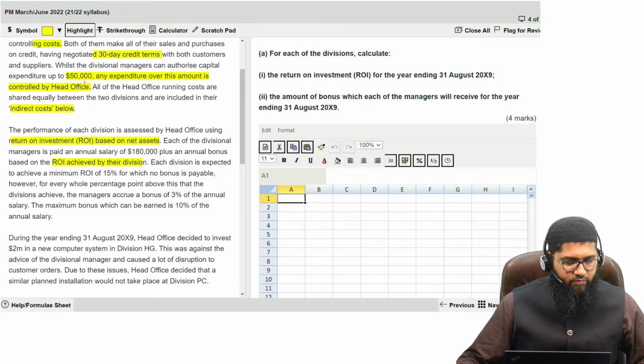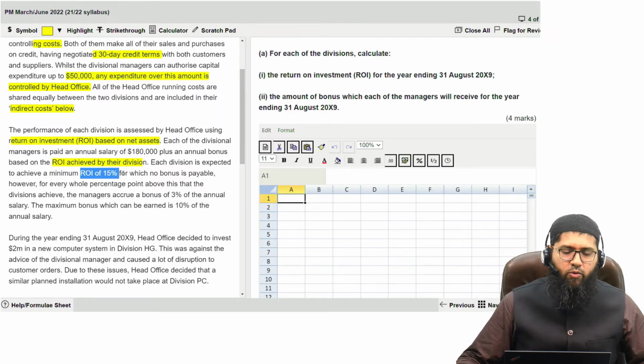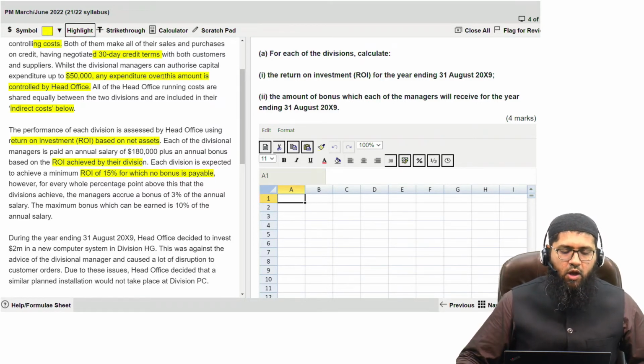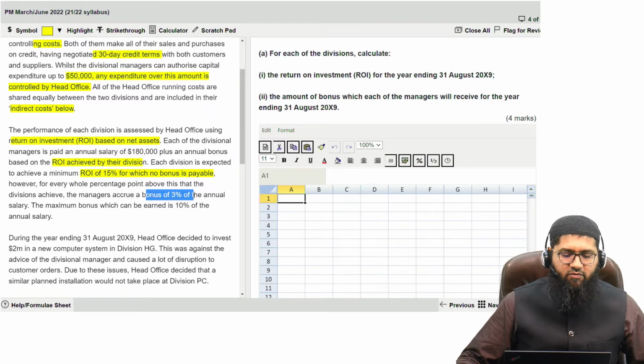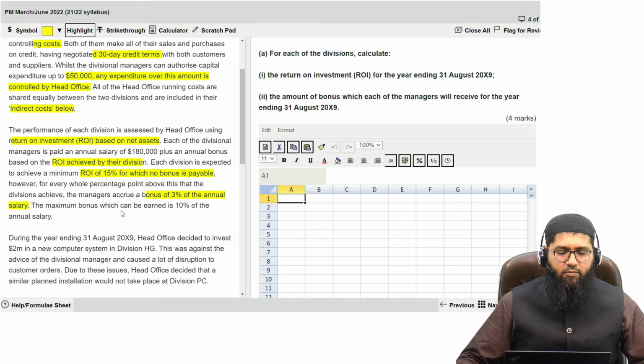Now what next is there? It says each division is expected to achieve a minimum ROI of 15%, for which no bonus is payable. However, for every whole percentage point above this that the divisions achieve, managers can accrue a bonus of 3% of the annual salary. The maximum bonus that can be earned is 10% of the annual salary.